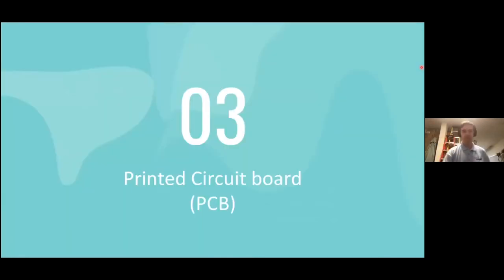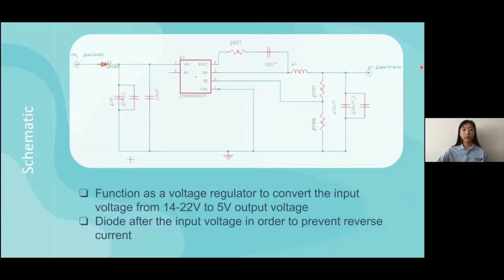Okay. And now we're going to talk a bit about the printed circuit board that we use to regulate power going to the Raspberry Pi. This is the schematic of our PCB. It functions as a voltage regulator to convert the input voltage from 14 to 22 volts to 5 volt output voltage. We also put a diode after the input voltage in order to prevent reverse current. Because during testing, when we powered the Raspberry Pi by USB, we noticed that the VisHawk was also lighted up. So a diode can prevent this from happening.